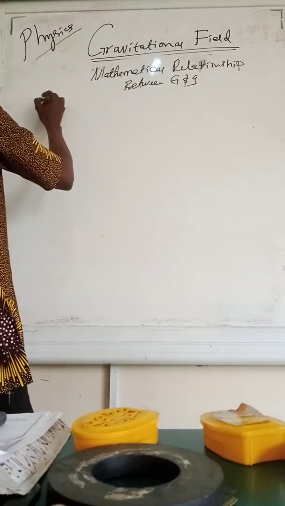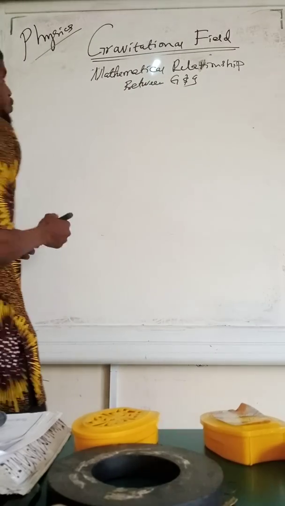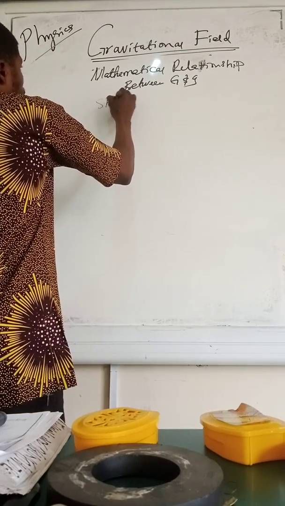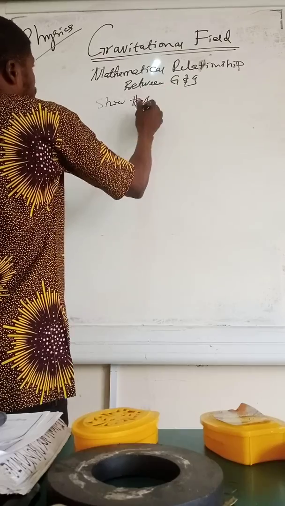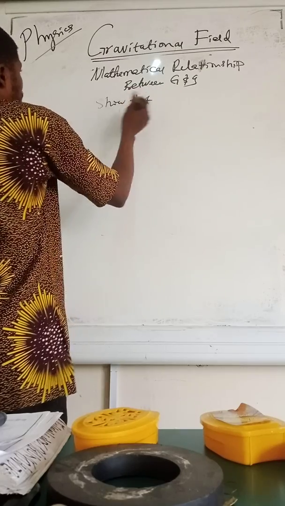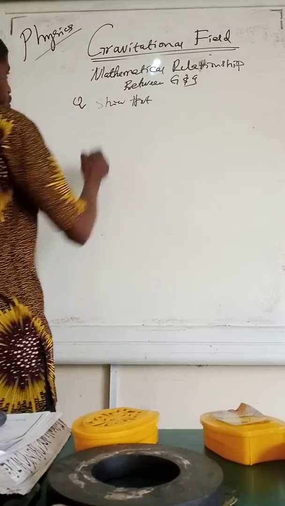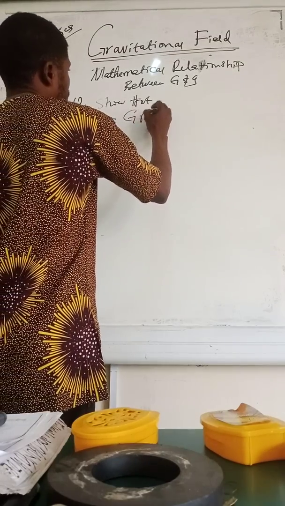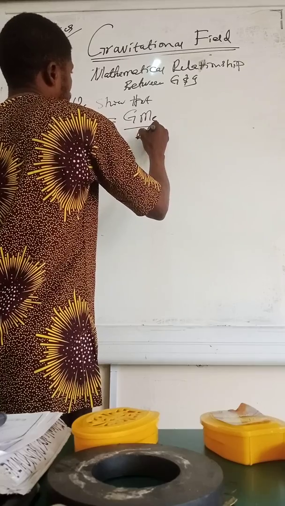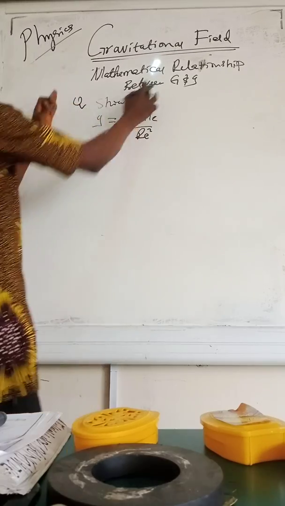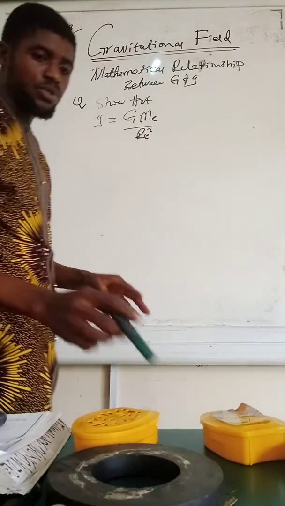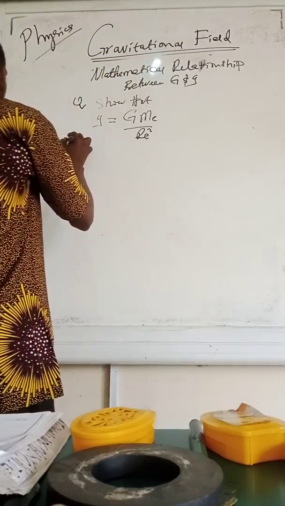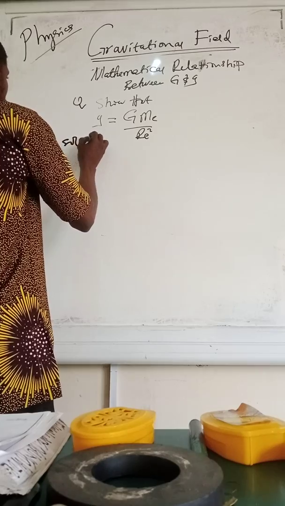Now, let's write. Why we ask you to show that, there will be a question like this: show that small g is equal to capital G M-E all over R-E squared. Show that this is equal to this. How do you go about it? Very, very simple. Now let's write the solution.